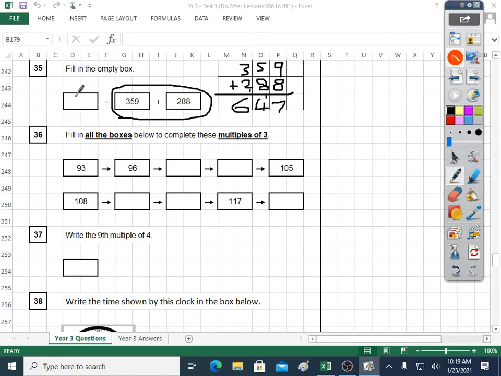I've got to. And that goes neatly as you can in the answer box.